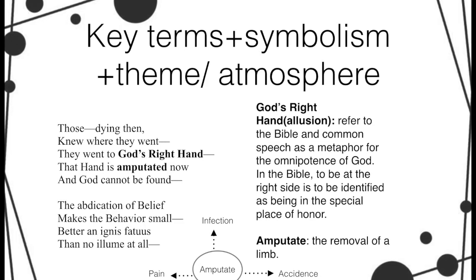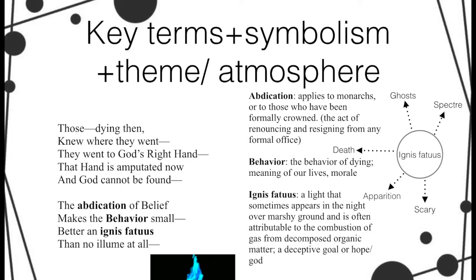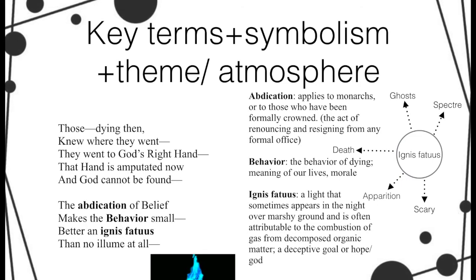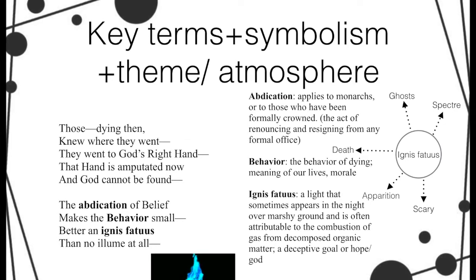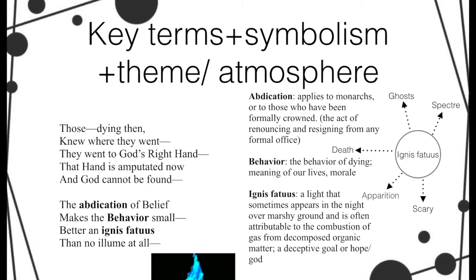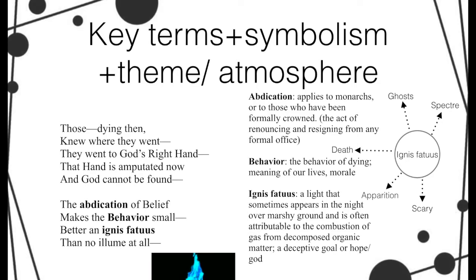And the next key term is abdication. Abdication usually applies to monarchs or to those who have been formally crowned, and it is the act of renouncing and resigning from any formal office. So we can see that abdication is a graceful and formal word, and it can help remind people that we should treat belief in a courteous way, and that it should be regarded formally with respect.